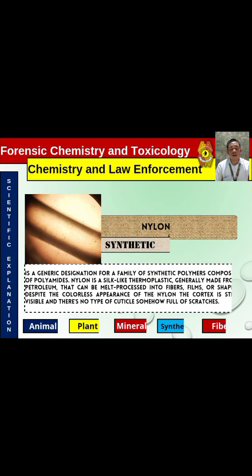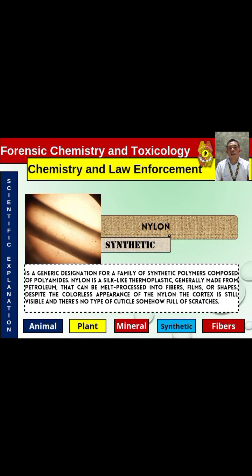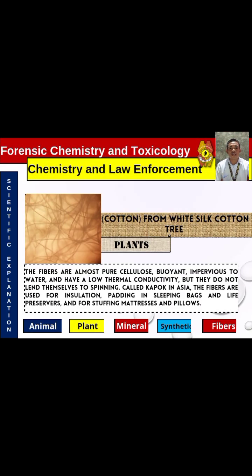Next fiber is the nylon. Nylon is a generic designation for a family of synthetic polymers composed of polyamides. Nylon is a silk-like thermoplastic generally made from petroleum that can be melt processed into fibers, films, or shapes. Despite the colorless appearance of the nylon, the cortex is still visible and there's no type of cuticle, somehow full of scratches.